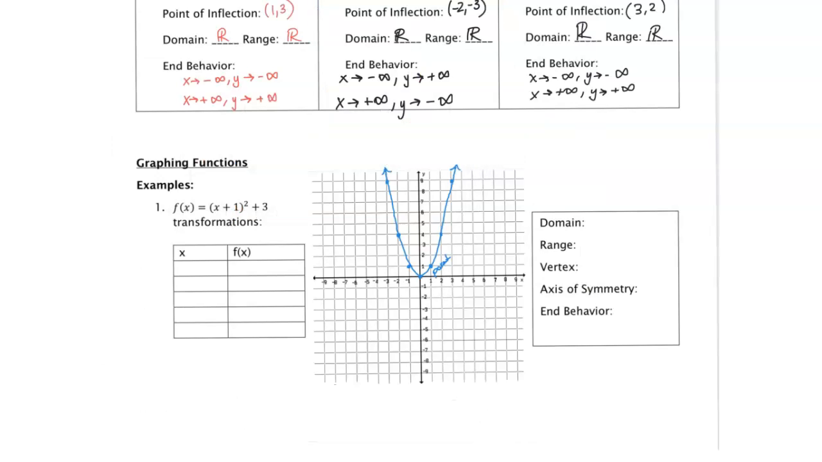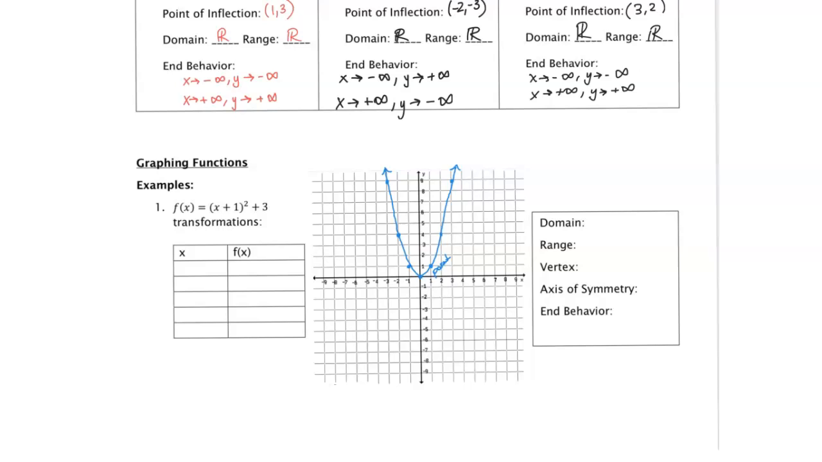So the next part of our lesson involves graphing functions. For this, we will use Desmos.com in order to quickly come up with our table of values. And then we'll also be graphing and answering similar questions to the ones that we've been answering before. So here's how it goes.